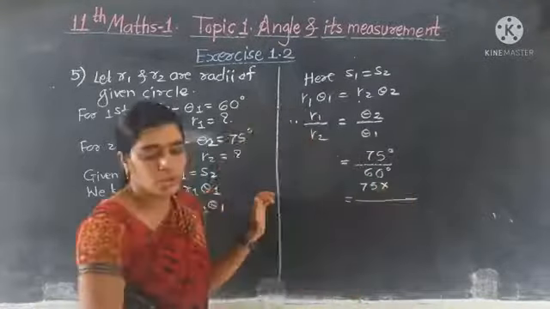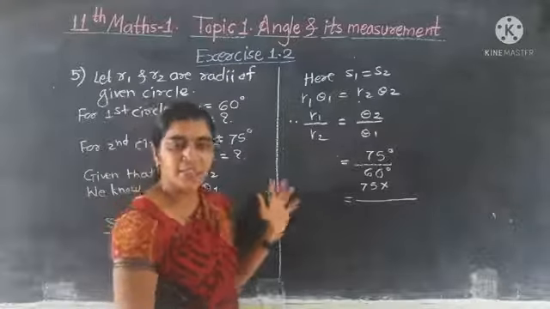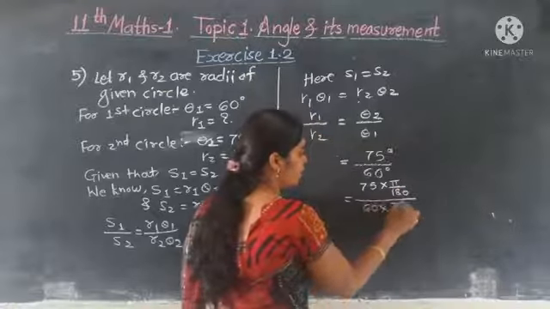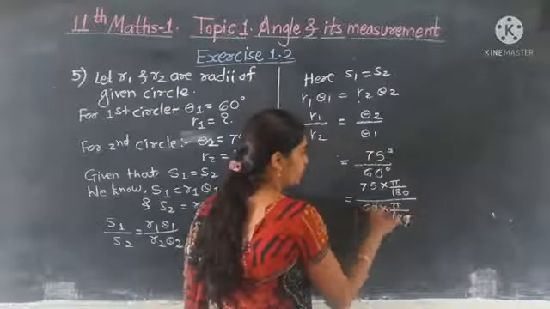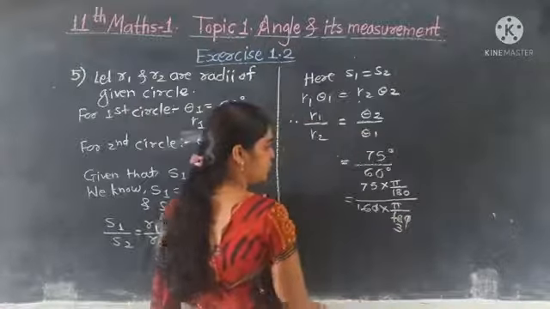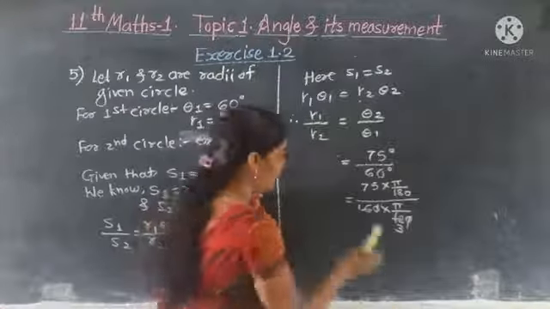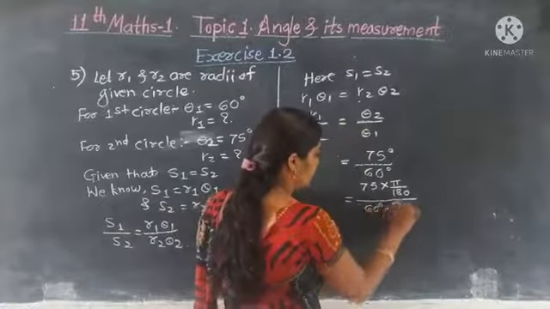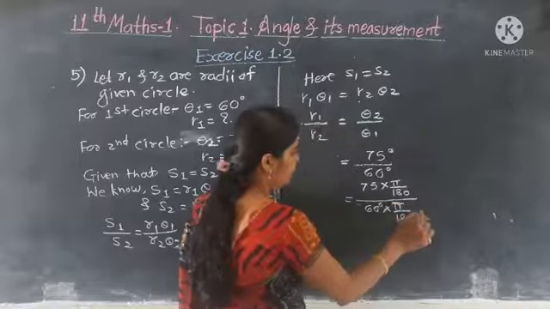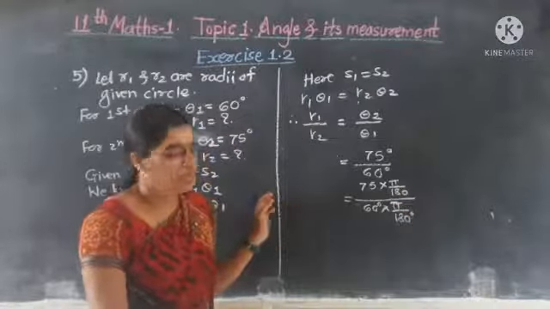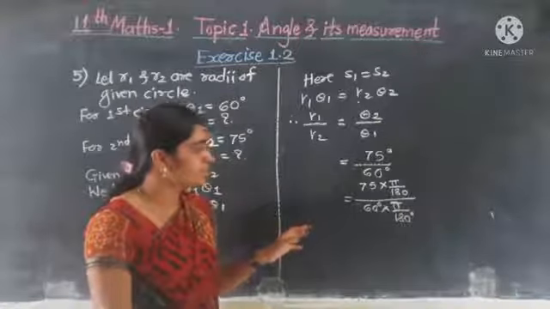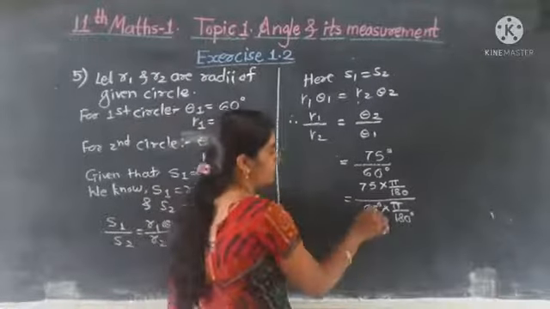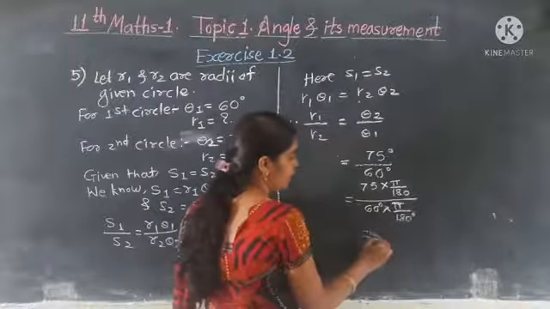75 into pi by 180, we convert this into radian. Here 60 into pi by 180. 180 gets cancelled. You can directly cancel, 60 degree into pi by 180. Okay, that is, we get here 6 5s are 30.